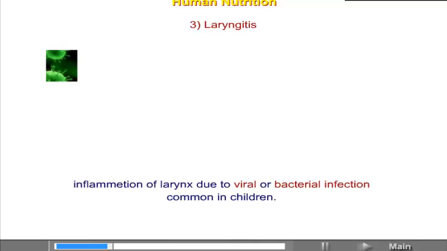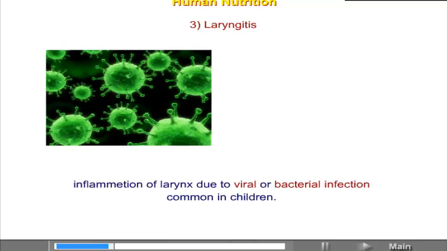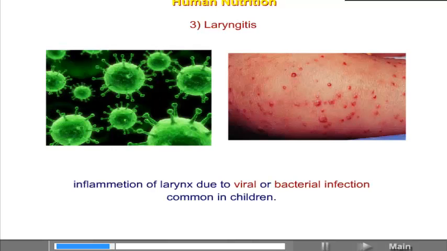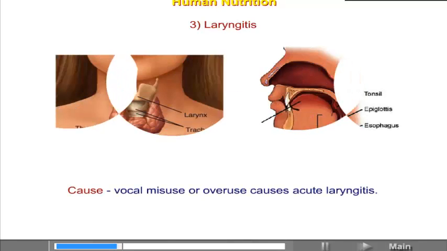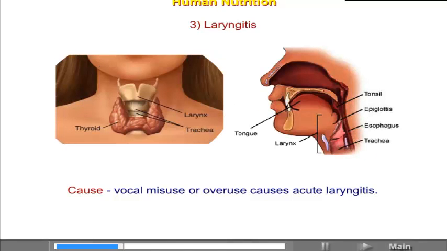Laryngitis. Inflammation of larynx due to viral or bacterial infection, common in children. Symptoms: husky voice initially, aphonia in severe infection, rawness of throat, stridor in children, irritating cough, etc. Cause: vocal misuse or overuse causes acute laryngitis.